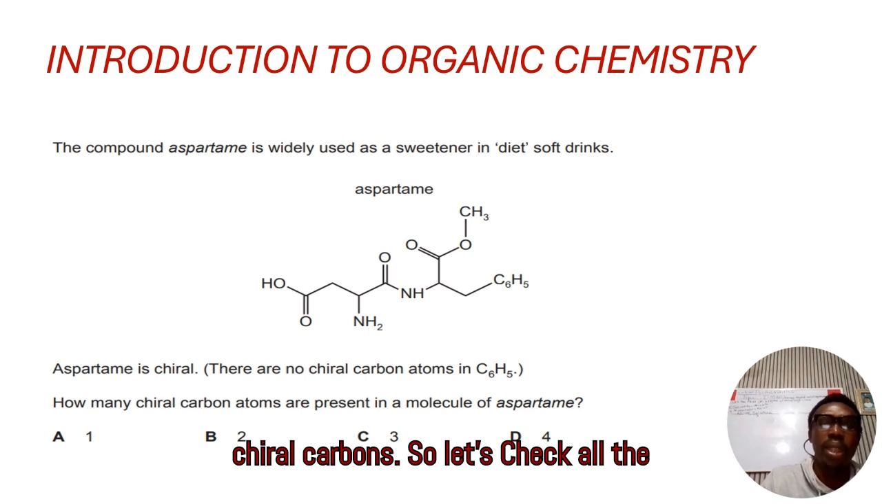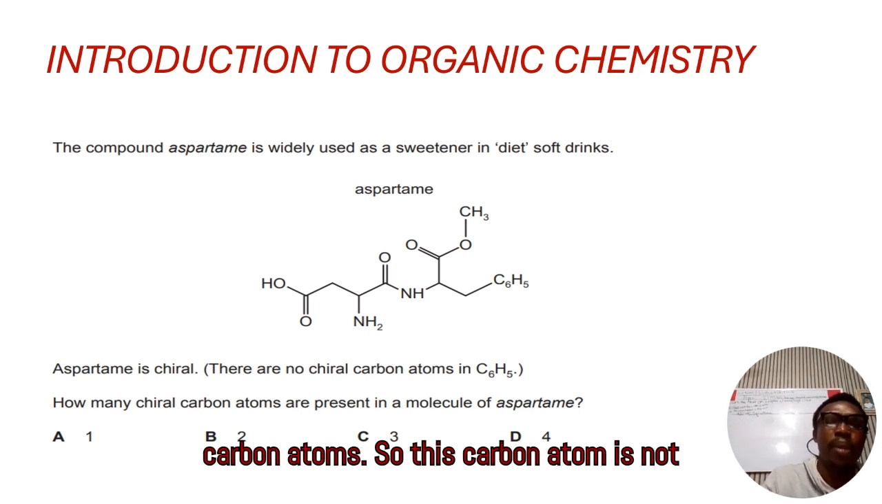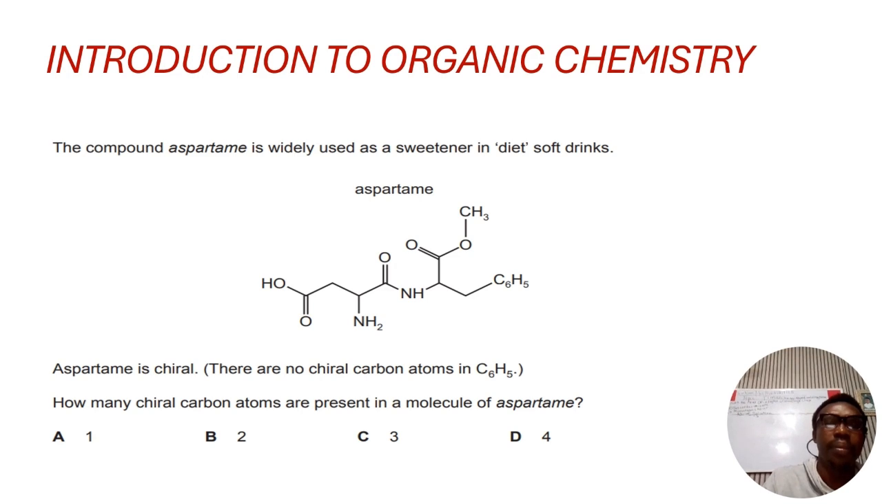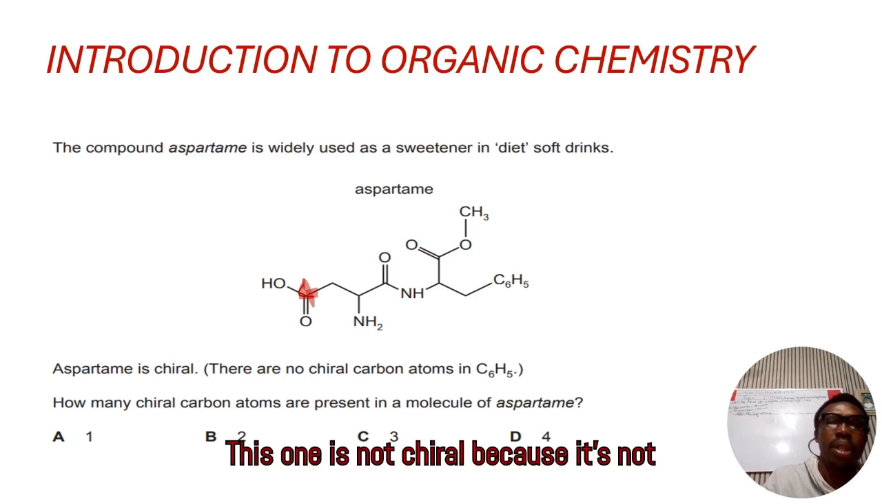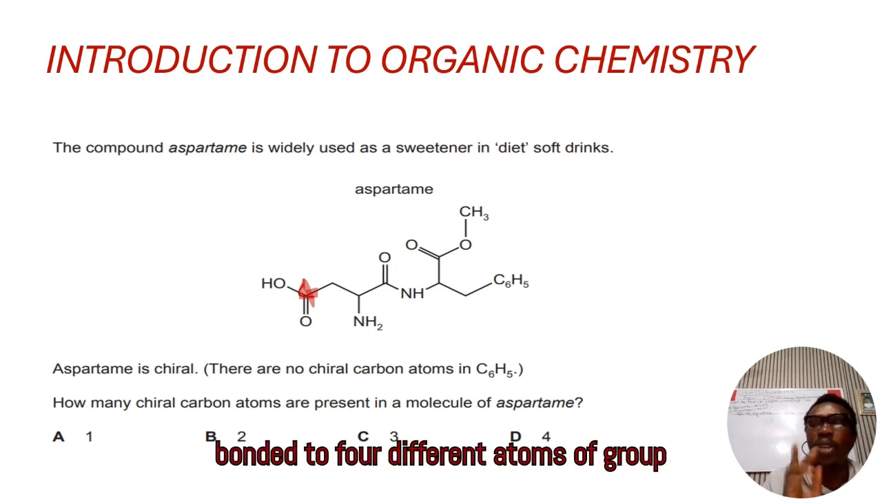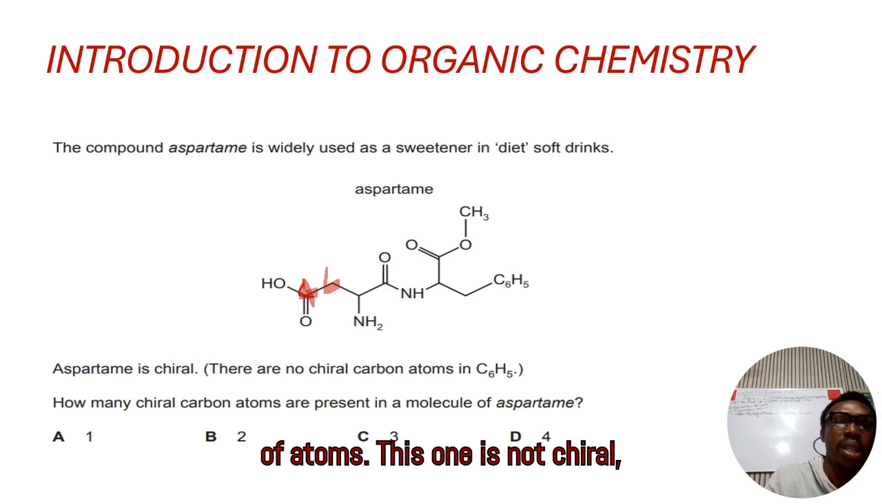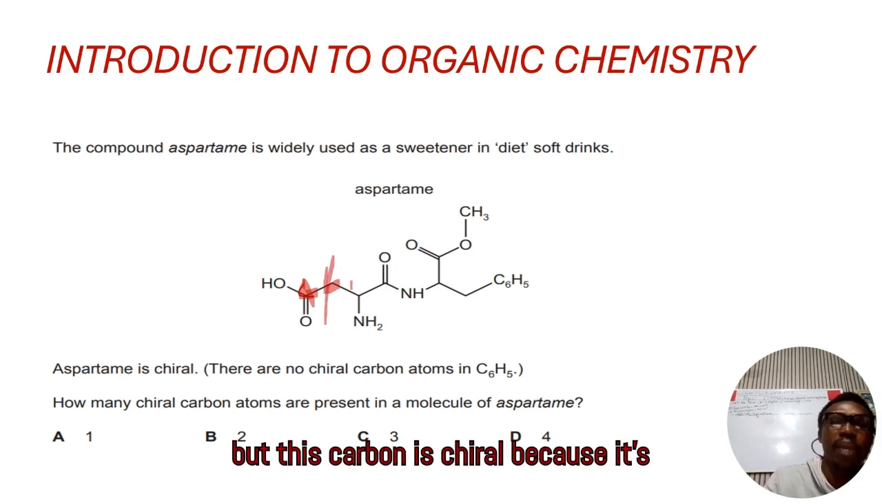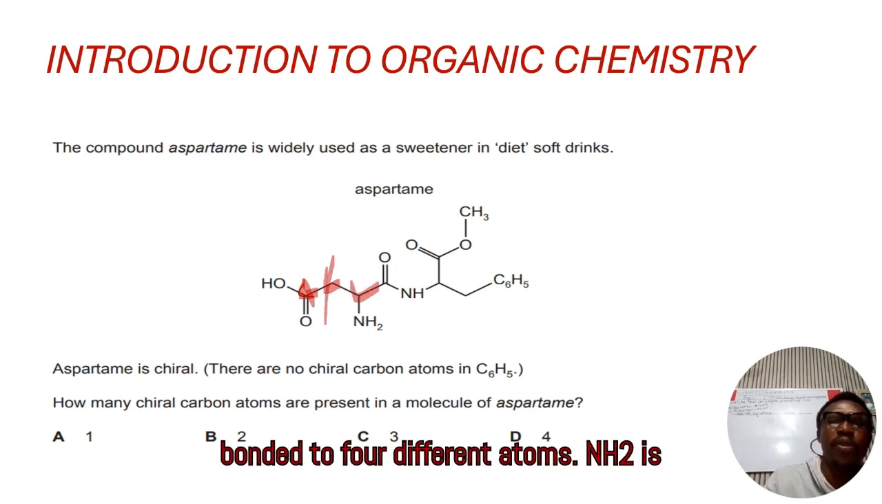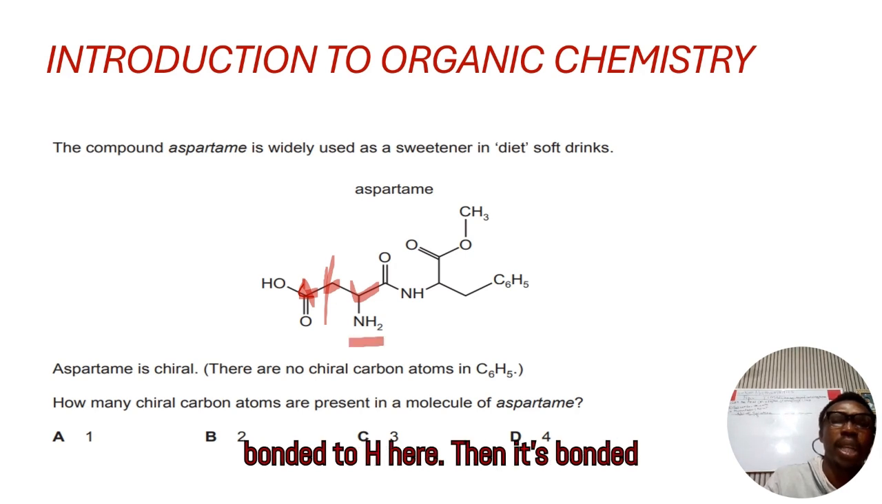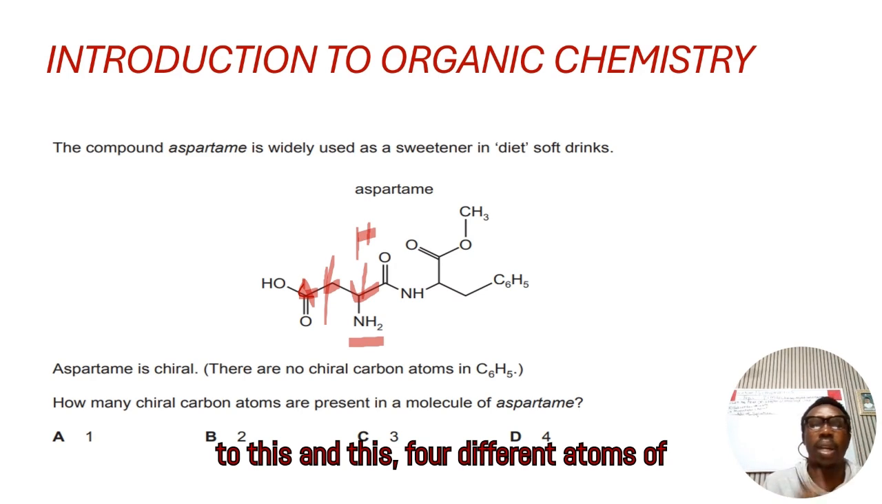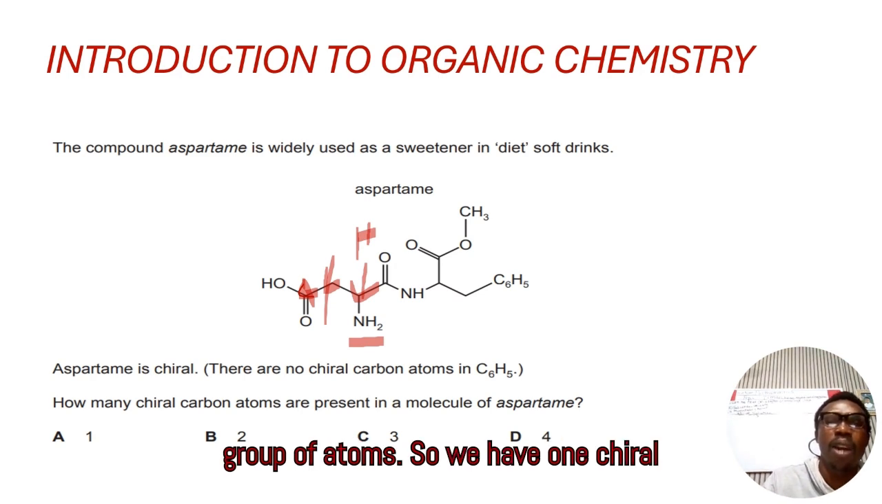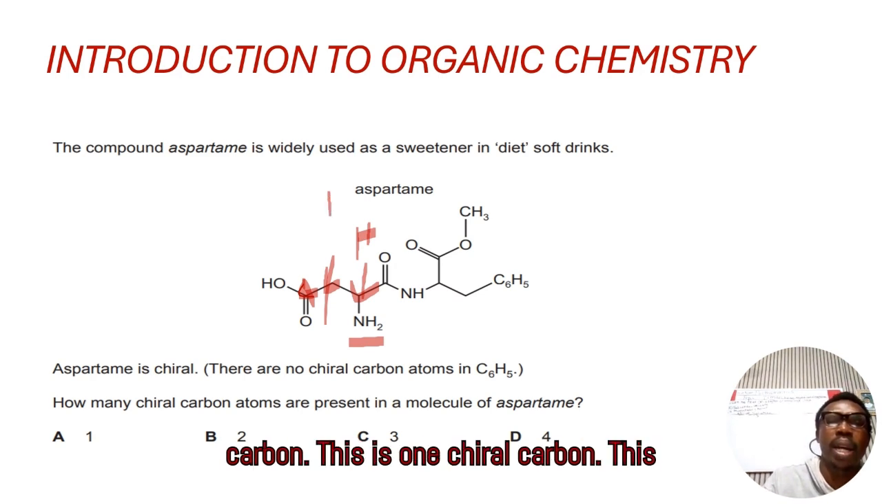So let's check all the carbon atoms. This carbon atom is not chiral. This one is not chiral. This one is not chiral because it's not bonded to 4 different atoms or groups of atoms. This one is not chiral, but this carbon is chiral because it's bonded to 4 different atoms. NH2 is bonded to H here, then it's bonded to this and this, 4 different atoms or groups of atoms. So we'll have 1 chiral carbon.